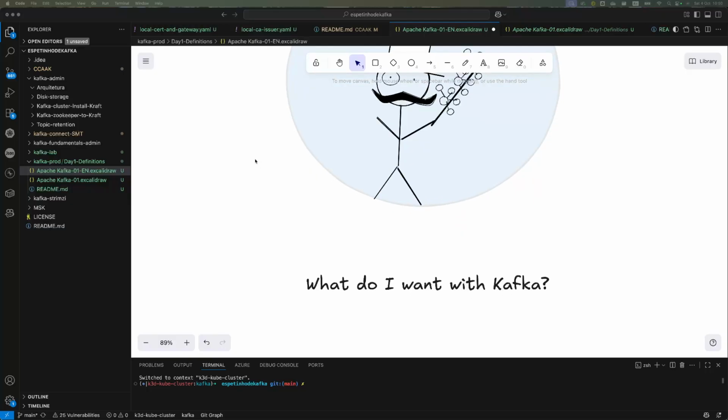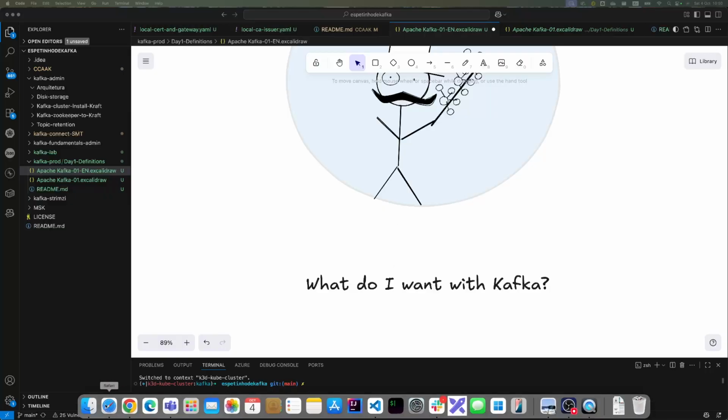So what do I want with Kafka? This is a good question that you need to understand. What are the goals for your Kafka? What's the purpose of the Kafka that you have? Because it's very important to understand this and decide what kind of configuration we can do with Kafka and what our goals are. And with this definition, it's better to do the best configuration for the different use cases, right?